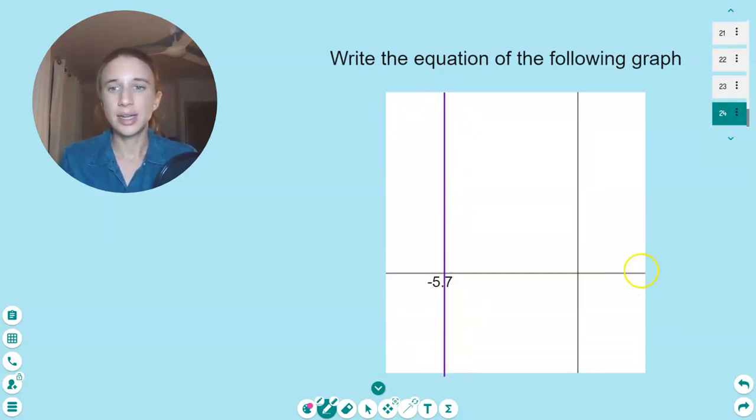Okay, it's cutting the x-axis at negative 5.7. X is negative 5.7. The graph of an x function looks like a y-axis, the opposite of what you'd think. And that's all I've got.